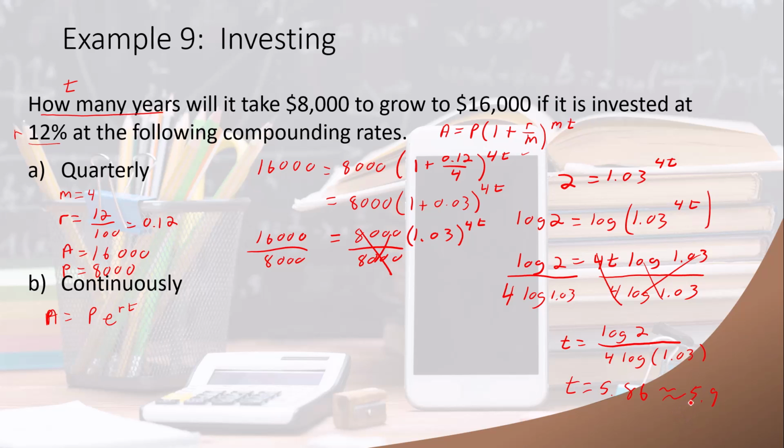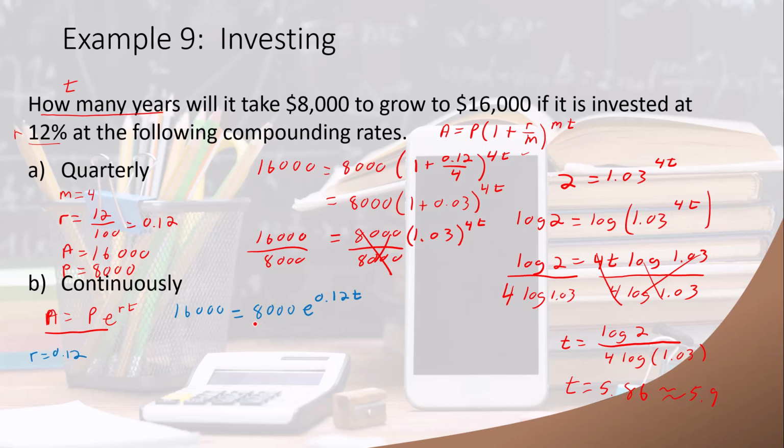Okay, now for the continuous compounding case, we're going to use this particular equation. Let me change colors so it doesn't get too confusing. All right, so we have that r is still 0.12. And since we're doing continuous compounding, we have this. It's a much simpler equation, thank goodness. So we're going to have A, which is 16,000, equal to 8,000 times e to the 0.12t, and we are solving for t.